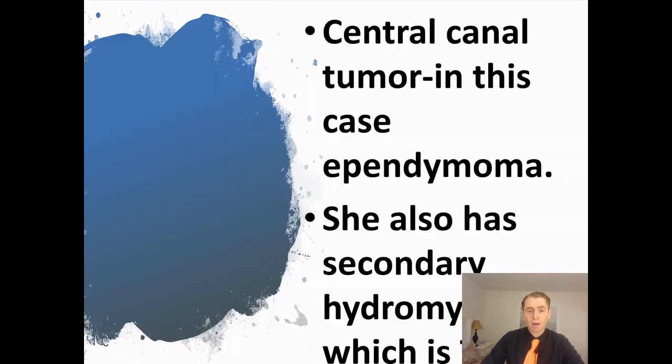This is not transverse myelitis. This is actually a tumor. In this case, an ependymoma, and she also has secondary hydromyelia, which is enlargement of the central canal. These tumors are benign, but sometimes they can grow slowly and cause problems and even require surgery. Sometimes people can live years or even decades without operating on them.